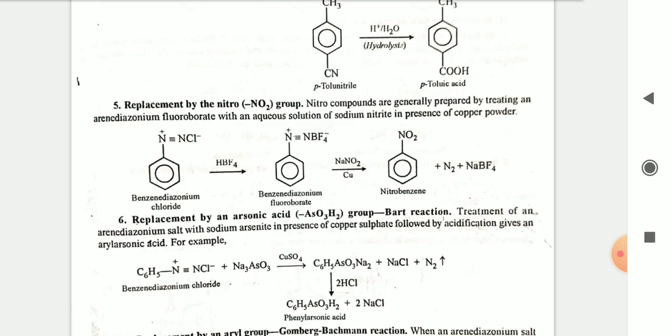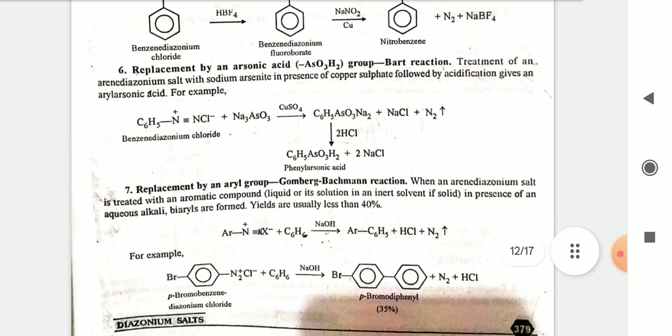Sixth, replacement by an arsonic acid (AsO3H2) group, called the Bart reaction. Treatment of an arene diazonium salt with sodium arsenite in the presence of copper sulfate, followed by acidification, gives an aryl arsonic acid. For example, benzene diazonium chloride plus Na3AsO3 will give C6H5AsO3Na2. In the presence of 2 moles of HCl, it will give phenylarsonic acid plus 2 moles of NaCl.